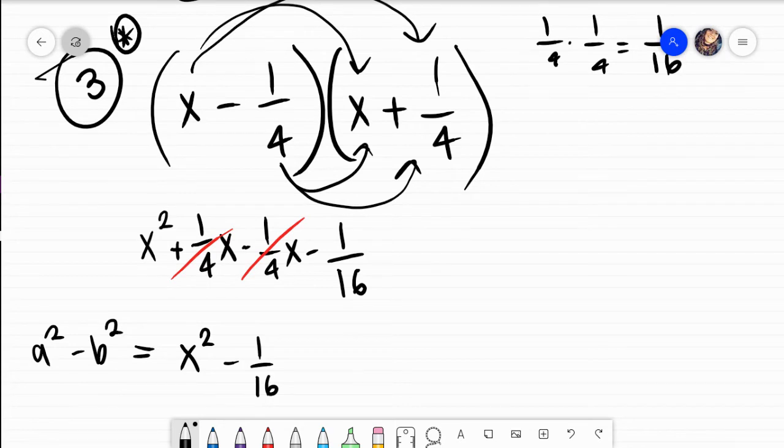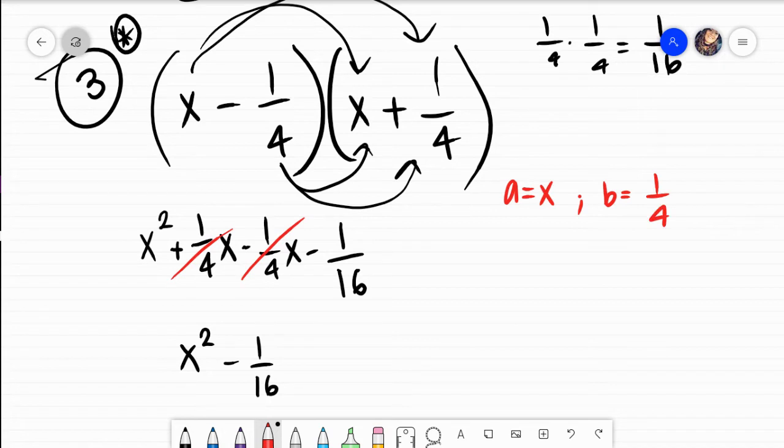Well, let's look at our original problem. My x's, they are in place of my a, right? My b, that's my 1/4. I'm saying that if I have the exact same things multiplying each other, the only difference is their signs, I can immediately write it as that difference of squares, which was a squared minus b squared. So what's my a? X. What is it if I do x squared? Well, it's x squared. What is my b? It's 1 over 4.